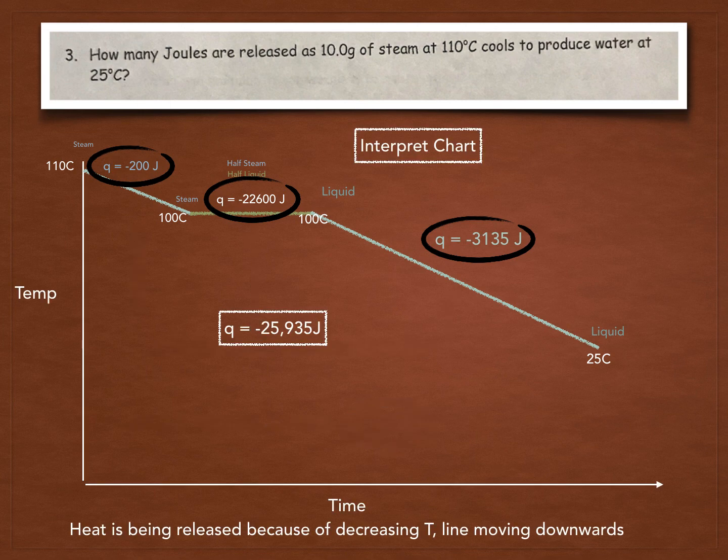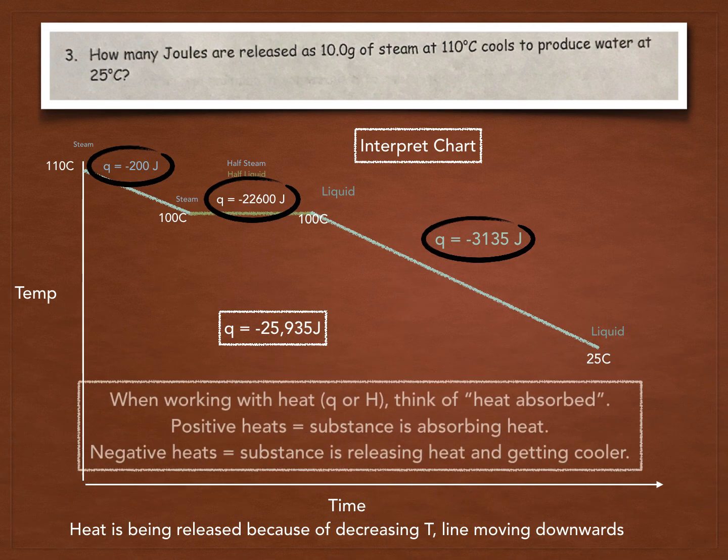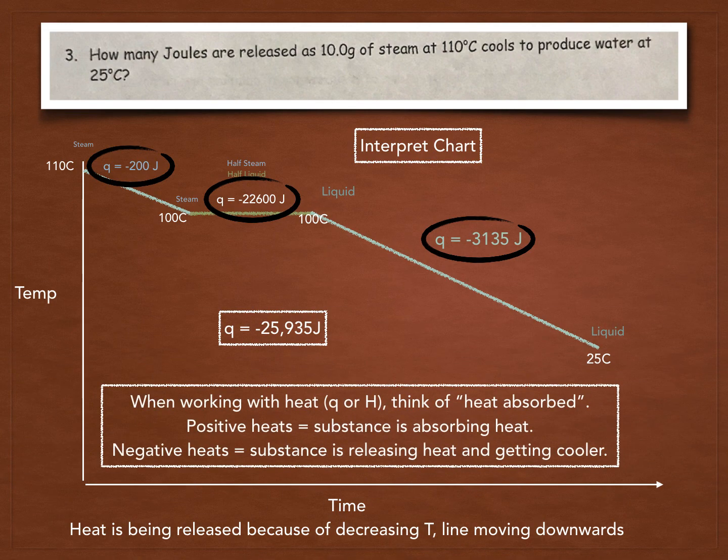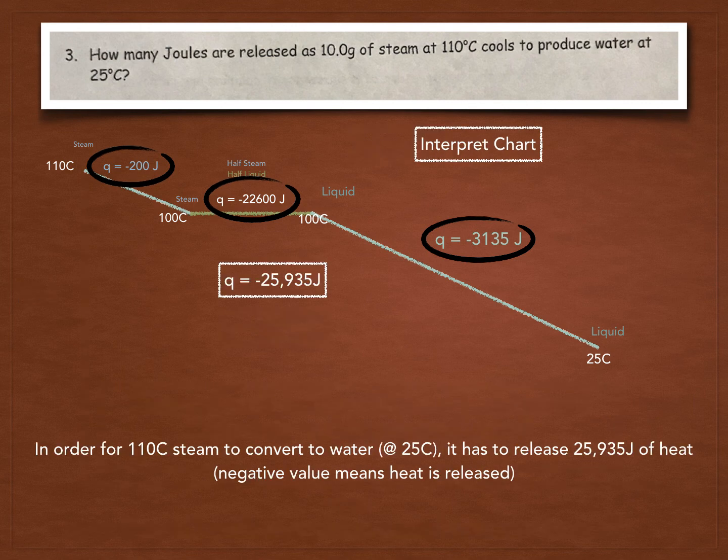Take a step back to look at the big picture. The line is either decreasing or horizontal. Decreasing lines mean the temperature is decreasing. Horizontal lines mean the phase is changing. In order for 110 degrees of steam to convert to water and decrease to 25 degrees Celsius, it has to release 25,935 joules of heat. A negative Q value means heat is released.